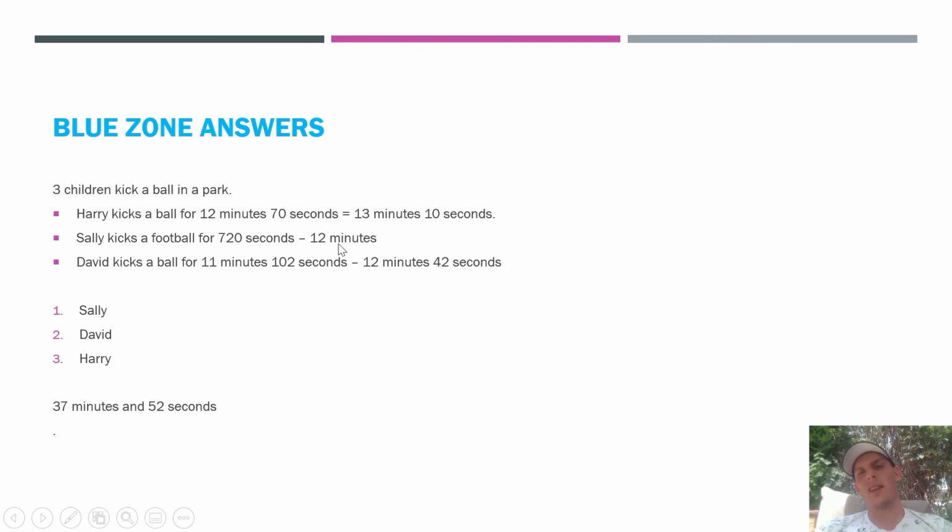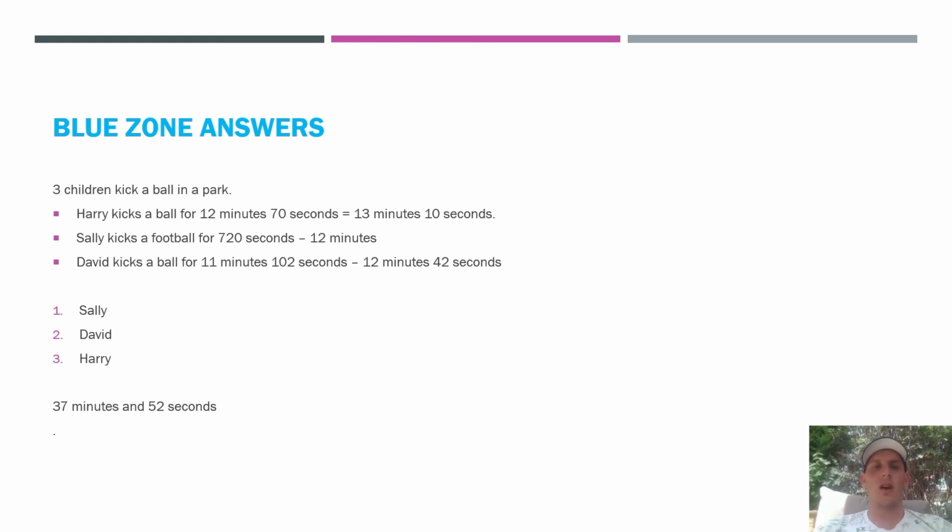720 seconds is 12 minutes. There's many ways you could have done this. You could have done 720 divided by 60. That would have told you how many minutes it is. Or if you knew that 12 times 6 is 72, then you would know that 12 times 60 is 720. Okay, so you could have done either way. And then David kicks the ball for 11 minutes and 102 seconds. So again, within 102 seconds, you've got a minute. So that would be 12 minutes, and then you've got 42 seconds left over. So David kicked his ball in 12 minutes and 42 seconds.